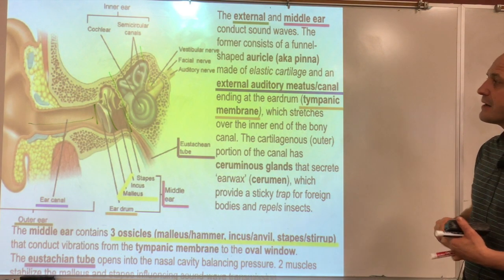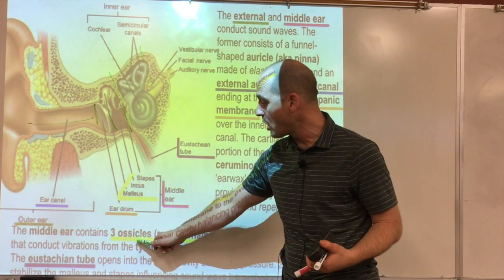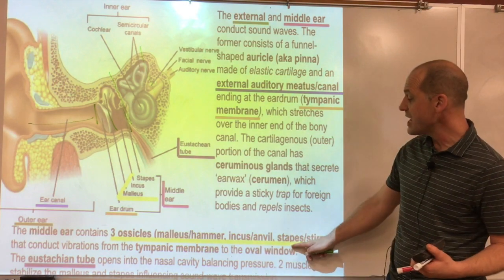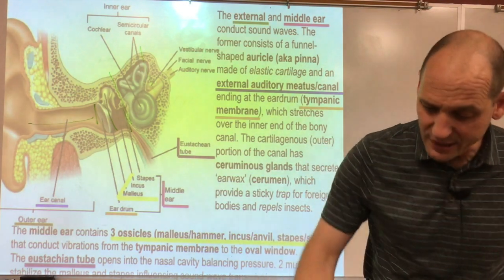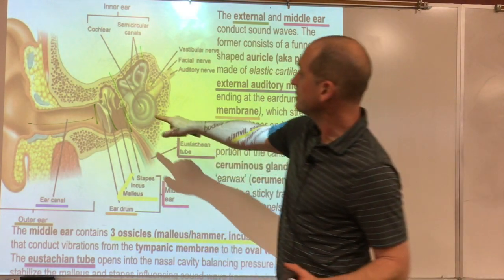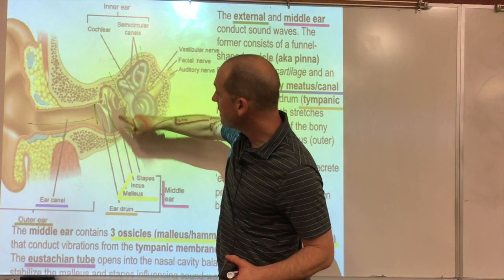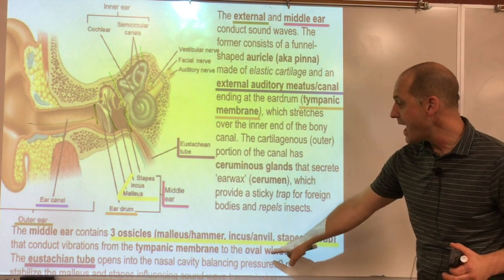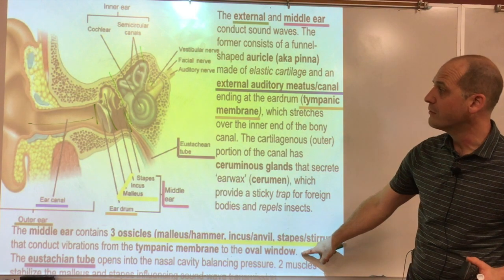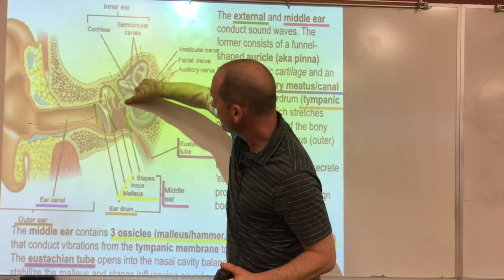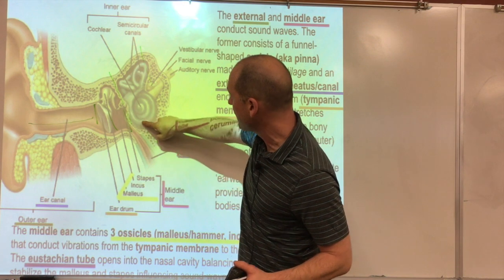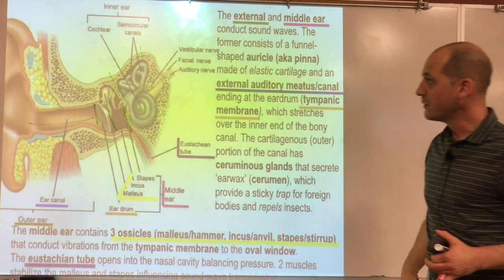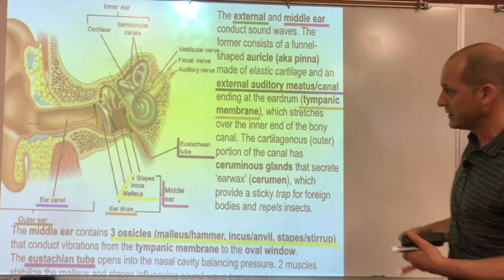And then the middle ear contains 3 bones. Ossicles are little bones. They're known as the malleus, the incus, and the stapes. I don't make you study them. 3 bones. 1, 2, 3. They end up at the oval window. And the oval window is right here, which is the beginning point of that snail structure. And that snail structure is known as the cochlea. And that's where we've got to go next.